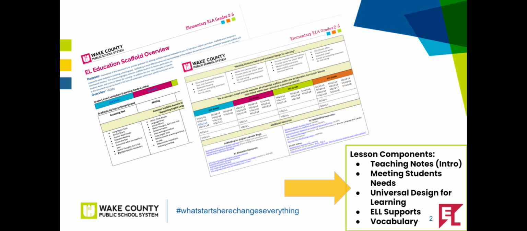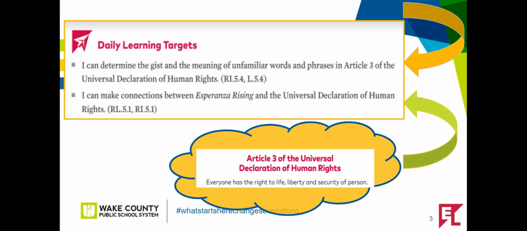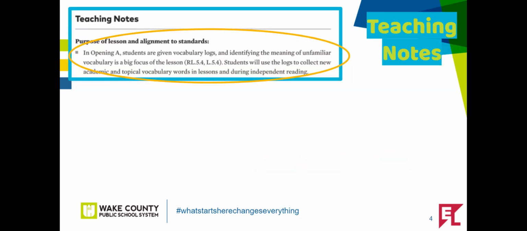The lesson components listed on the slide are where you can locate embedded scaffolds within lessons and will be highlighted throughout this presentation. In this lesson, students will determine the gist and meaning of unfamiliar words and phrases in Article 3 of the Universal Declaration of Human Rights, and will also make connections between Esperanza Rising and the UDHR. Identifying the meaning of unfamiliar vocabulary is a big focus of this lesson.